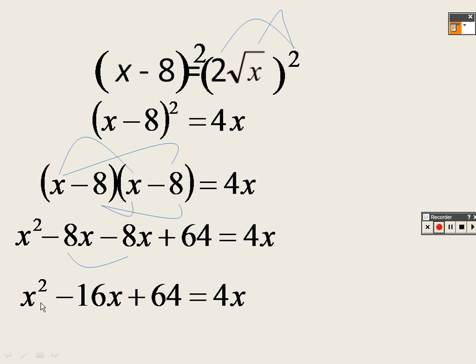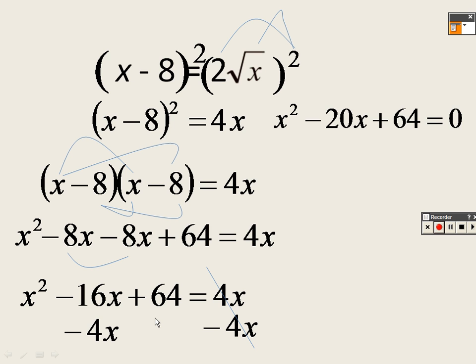I notice it's a quadratic. So because I notice it's a quadratic, I'm going to move everything onto one side. So I'm going to move that 4x over. So it's a positive 4x. I'm going to subtract a 4x. So when I do that, I get x squared minus 20x plus 64.